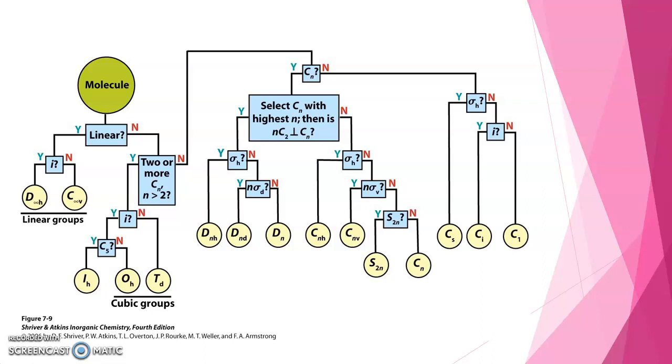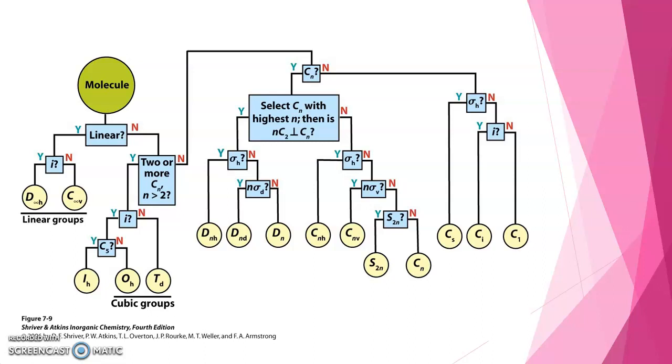Then the next step: if the molecule has no such axis, that is, no nC2 axes perpendicular to the Cn axis, then we see whether the molecule has a horizontal plane. If the molecule has a horizontal plane, then the point group of the molecule is Cnh. If such a plane is lacking, then we go to the vertical planes. If the molecule has n number of vertical planes, then the point group of the molecule is Cnv.